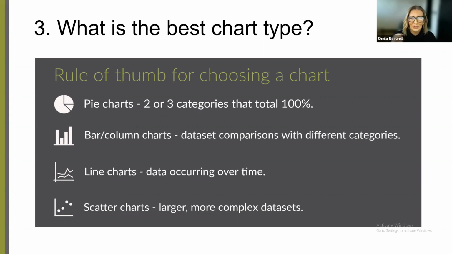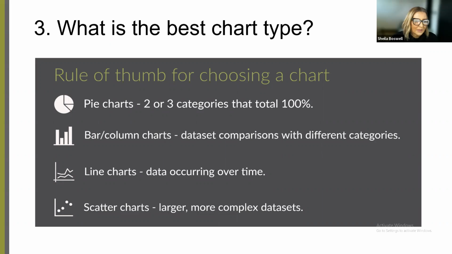Using a pie chart if you have 2 to 3 categories is a great way to show something with a small number of categories, but it does need to total 100%. If you have a survey question, for example, and your respondents can select more than one answer, that's not going to total 100%. So a pie chart wouldn't be an appropriate way to show that data.